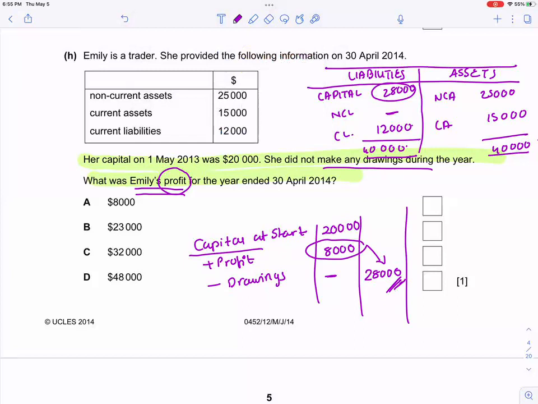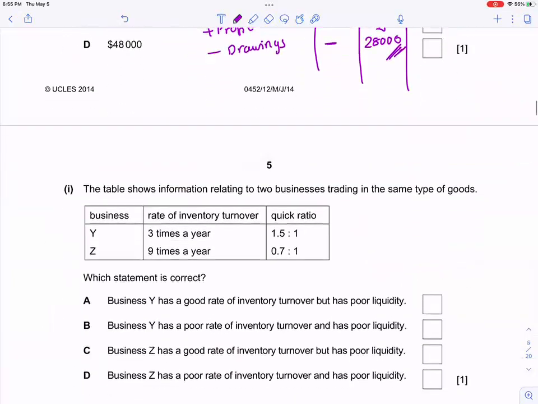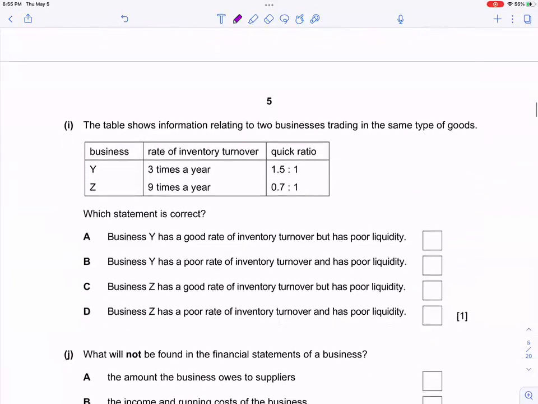Option A. Understood? Yeah, got it. After I finish it, please redo the paper.